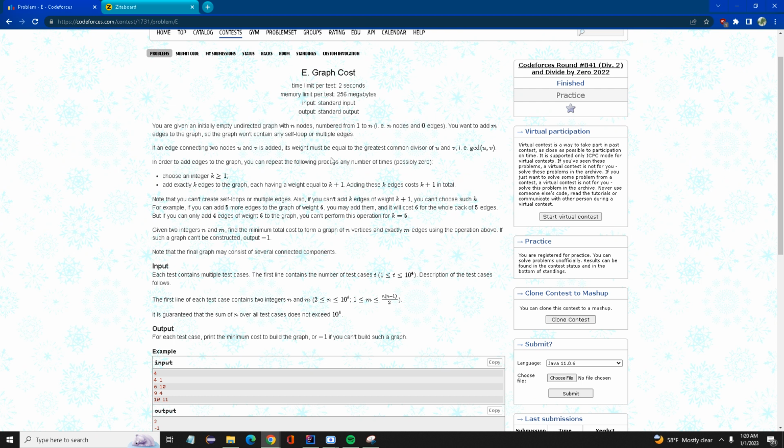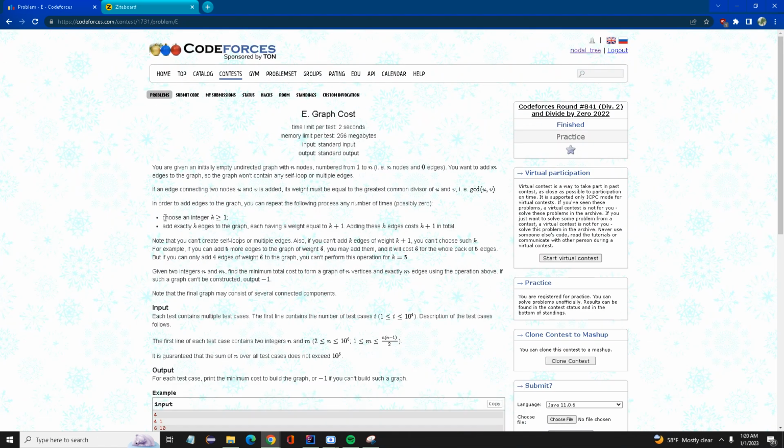But this question logically is actually not too bad, and I'm going to show you how you could approach this problem, because there's something very interesting about it. If you just read the question before you even look at test cases, it says: add exactly k edges to the graph, each having a weight of k plus one, and then adding these k edges costs k plus one. You would have this intuition of why is it k plus one? Why not just k? Does this plus one really make any difference in the difficulty of the problem? I think that's an intuitive question you would ask yourselves.